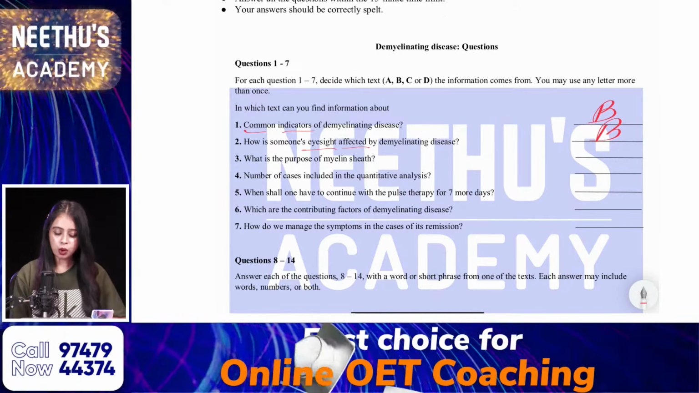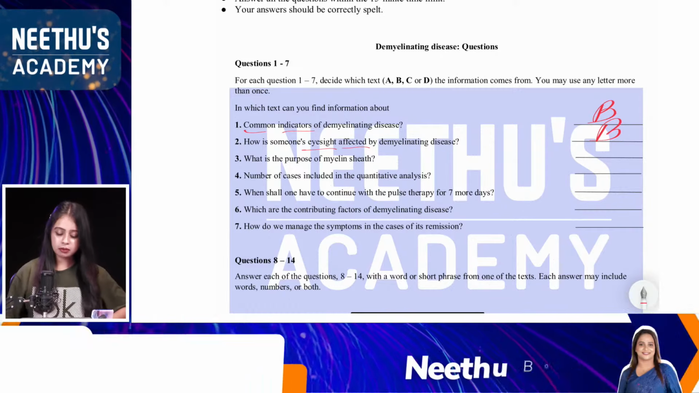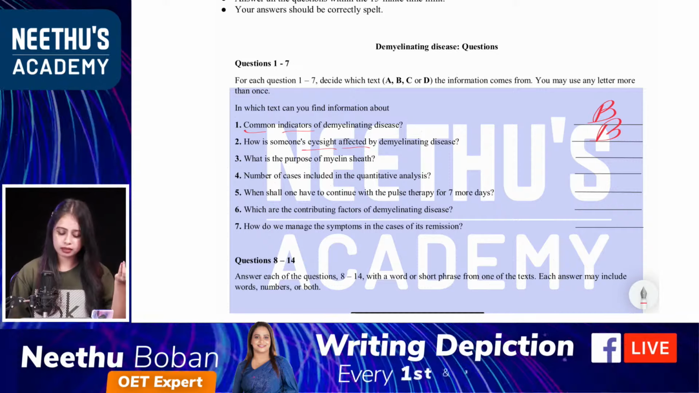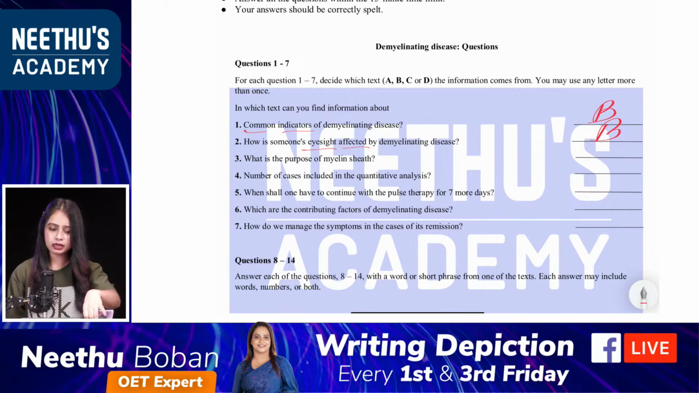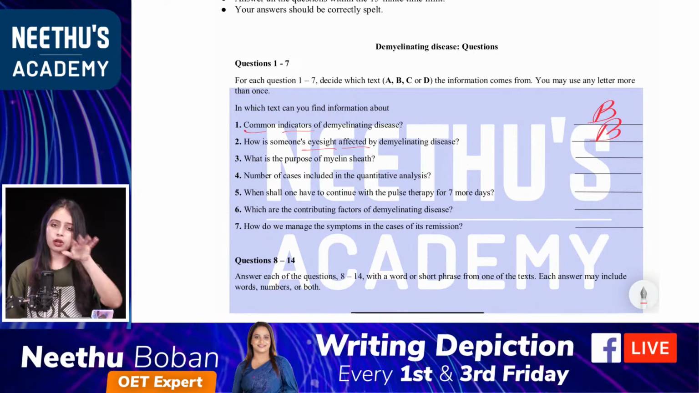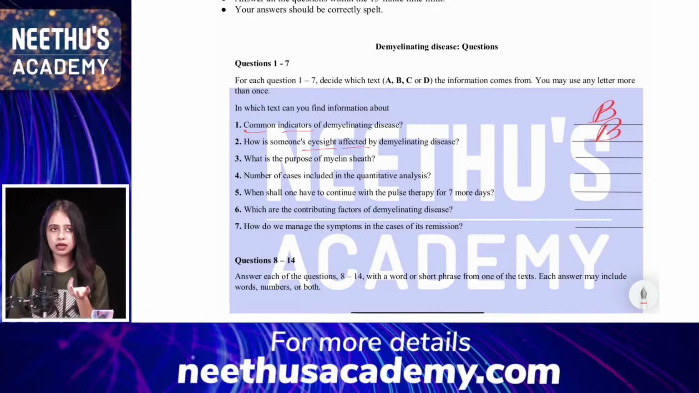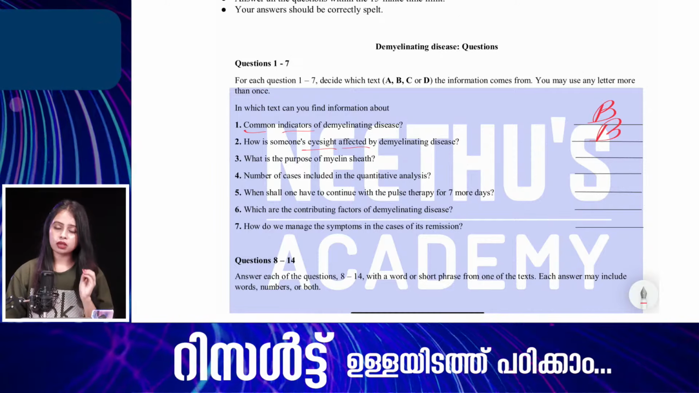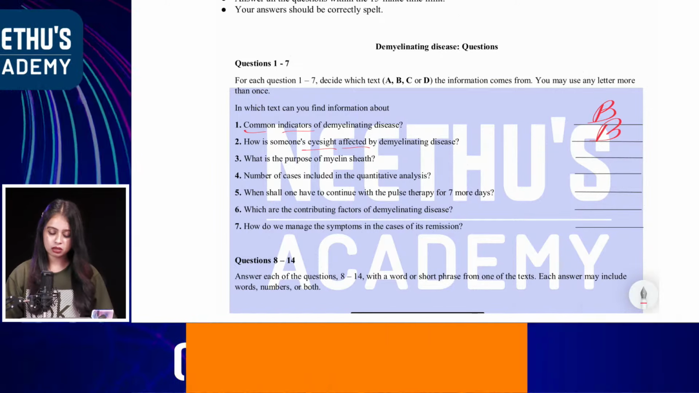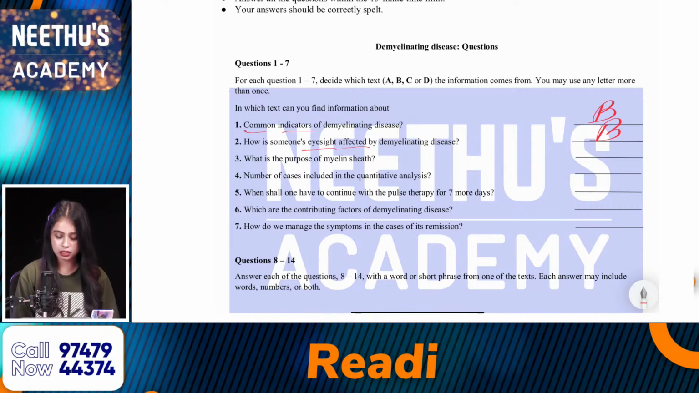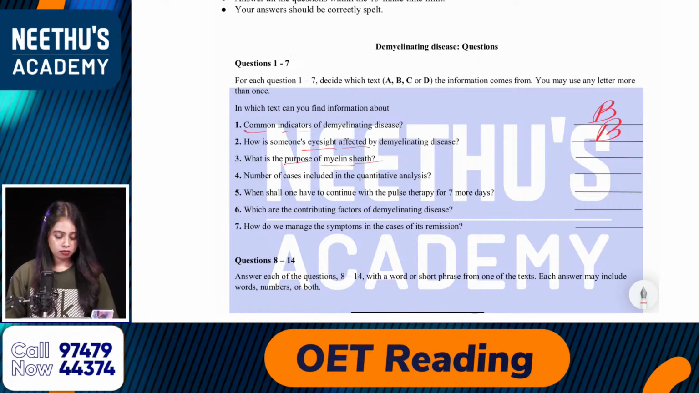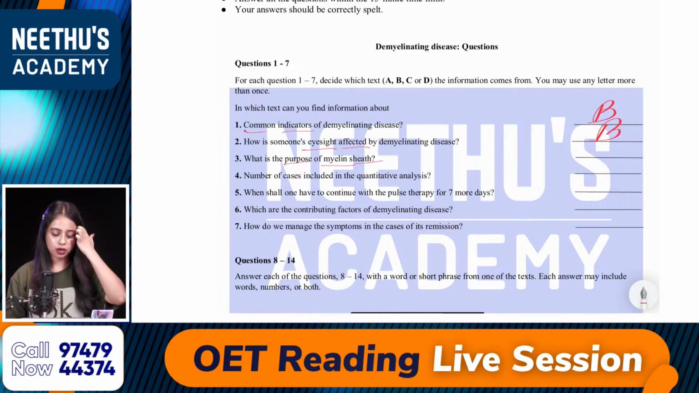Third one: what is the purpose of myelin sheath? Okay, so what is this myelin sheath and what is mentioned about the purpose of the myelin sheath? It is all about this disease condition. In which text have they mentioned the purpose of the myelin sheath? Any idea? So my keywords: purpose, then myelin sheath.